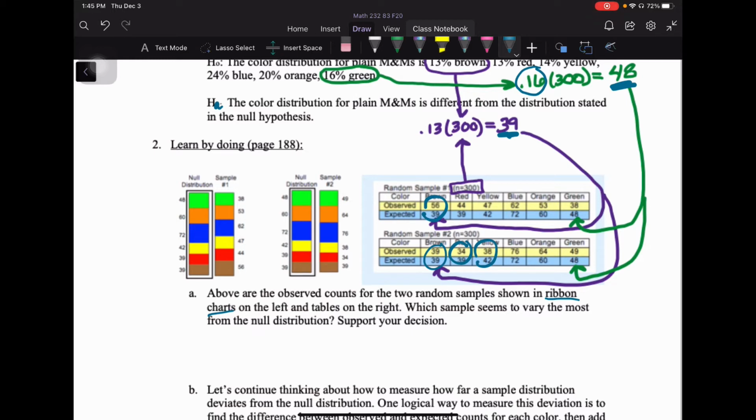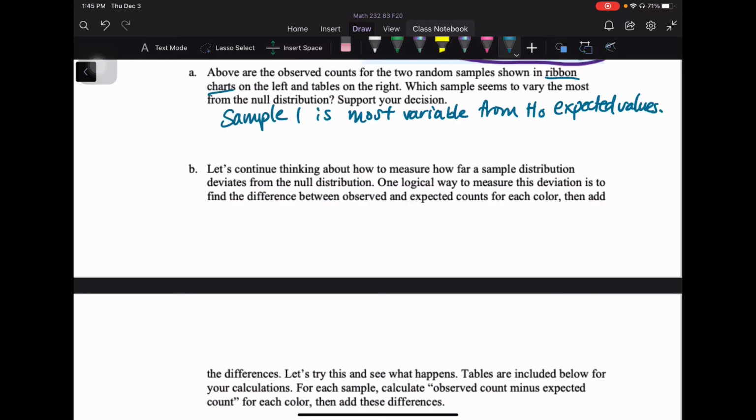Now, I think that sample 1 appears to deviate more from the null because the observed counts are farther away from the expected for every color. We're going to continue thinking about how to measure how far the distribution deviates, and we're going to touch back on something that we did earlier on in the semester. One way we can measure this deviation is to find those differences. Like I said, 39 was 39, that's a difference of 0.